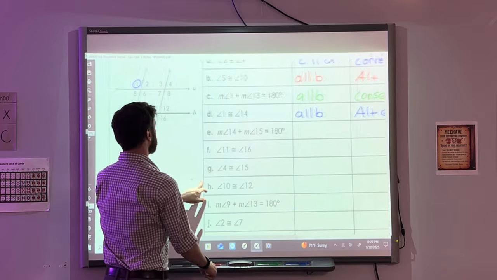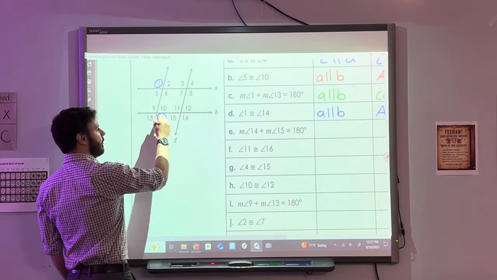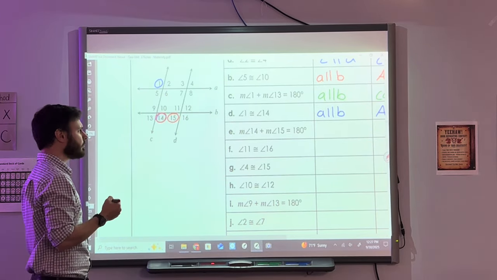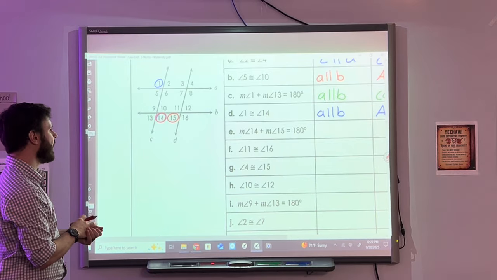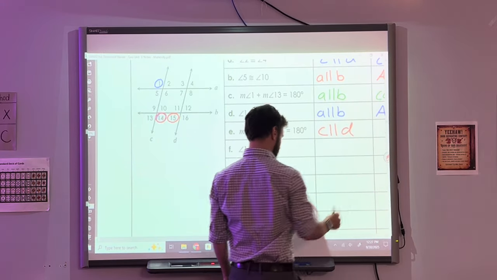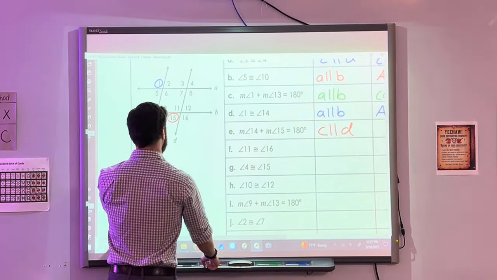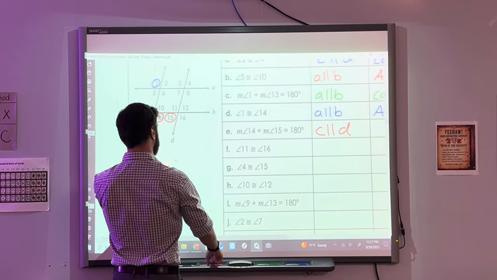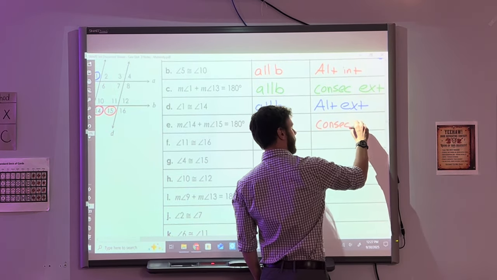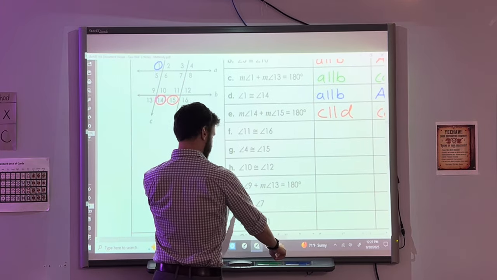Do red next. 14 and 15 add up to 180. Okay, so 14 and 15. The parallel lines we're talking about here are C and D. And it looks to me that they are consecutive interior. Those should be supplementary, so it tells me they add up to 180. Okay. Consecutive interior.